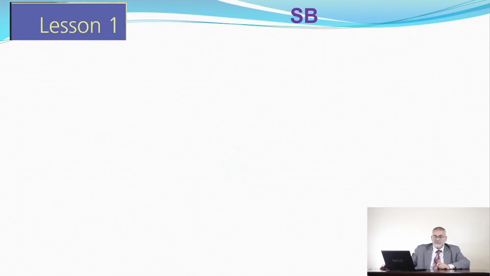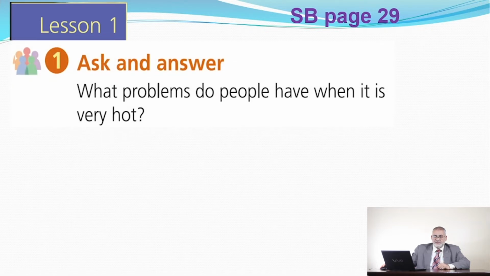Lesson 1, student book, page 29. As we agreed before, اتفقنا قبل كده, we have to bring our books in front of us, معنا الكتب بتاعتنا, with our pen or pencils, and write down the answers or what we are going to write and read. Okay? Lesson 1. The first question is, what problems do people have when it is very hot? What problems, مشاكل, do people have when it is very hot?